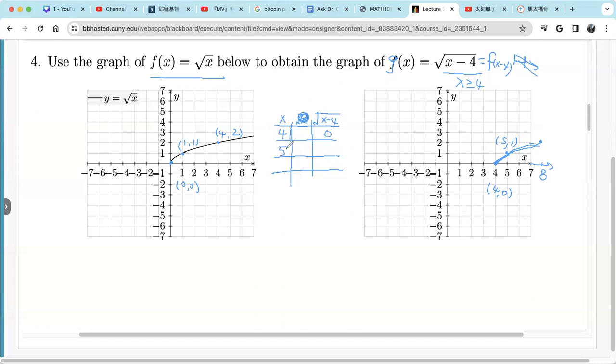Then let's pick a 5. 5 minus 4 is 1. Square root of 1 is 1. Then let's pick 8. 8 minus 4 is 4. Square root of 4 is 2. So that's how I got these 3 points. (4, 0), (5, 1), and (8, 2). So this point is (8, 2). Okay, horizontal shift.